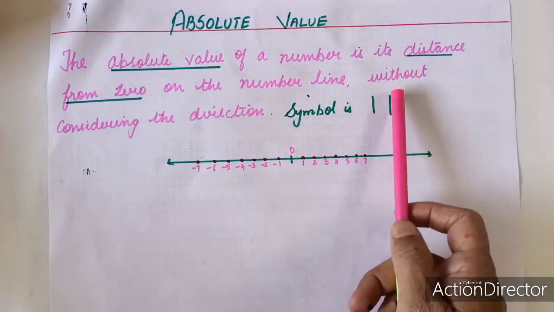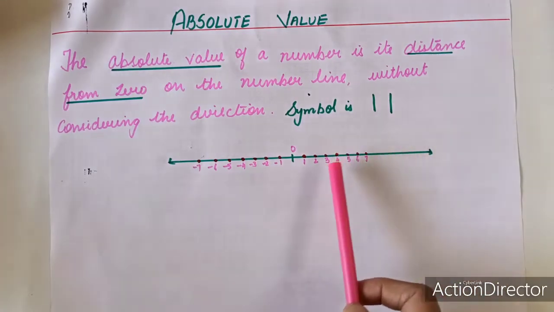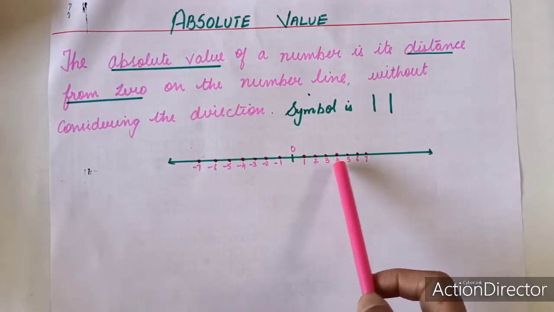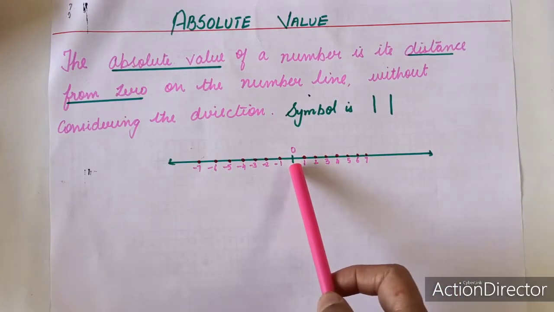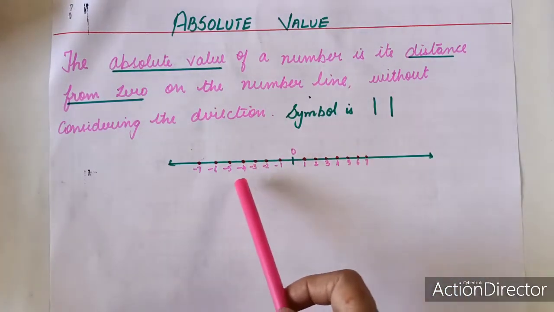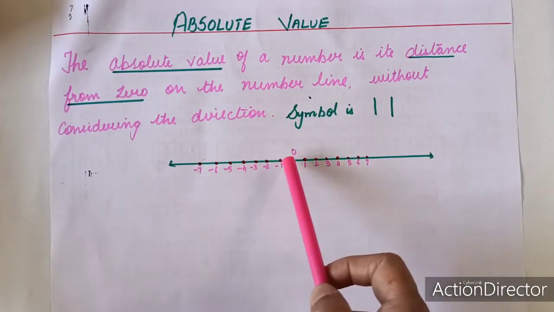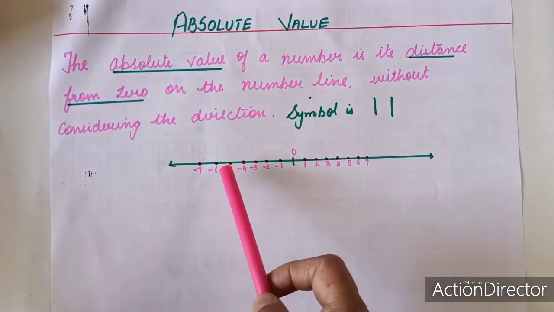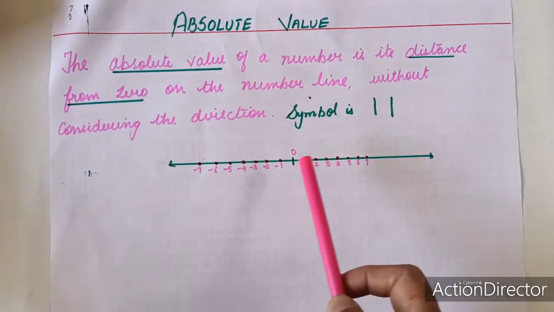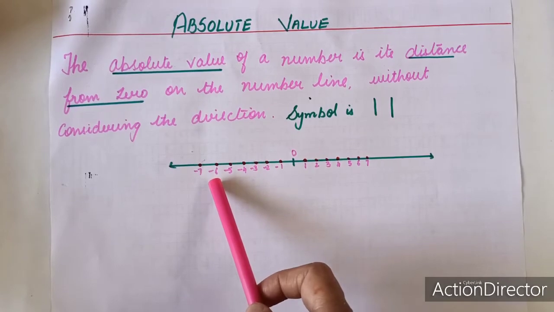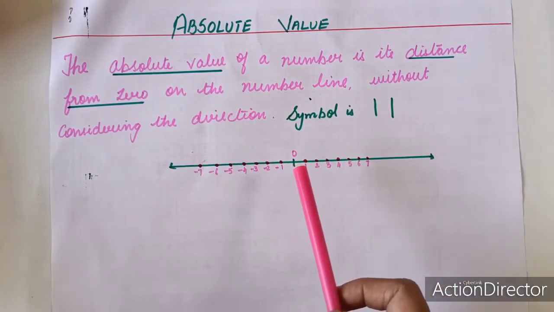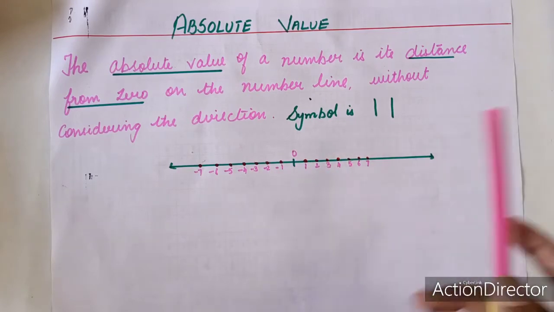Its symbol is given by two parallel lines like this. Suppose I say 5, then 5 is a positive number. The distance from 0 to 5 is 5 units. If I take a negative number, minus 6, the distance from 0 to minus 6 is also 6 units. So the absolute value of 5 is 5 and the absolute value of minus 6 is 6. That is, we are considering only the distance from the point 0.